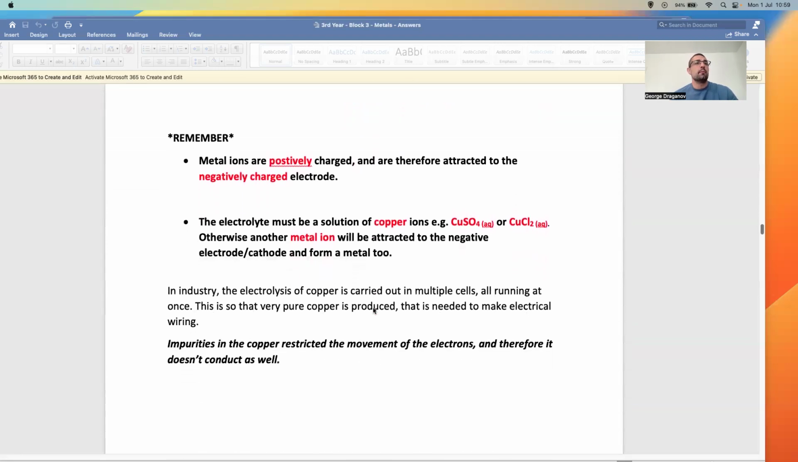So in summary, metal ions are positively charged so they attract to the negatively charged electrode, which is the cathode. The electrolyte must be a solution containing copper ions, so copper sulfate or copper chloride. Otherwise, other metals will form that can attract to the negative electrode.